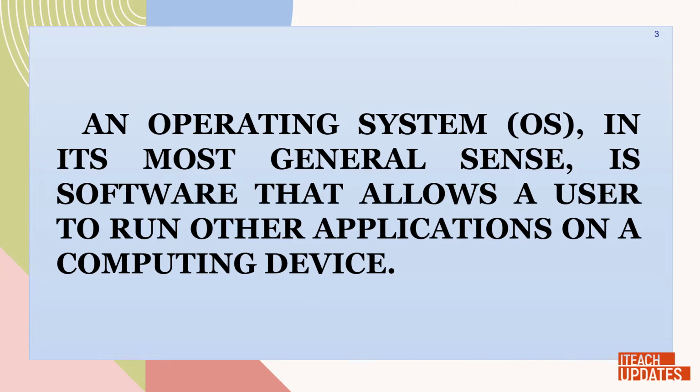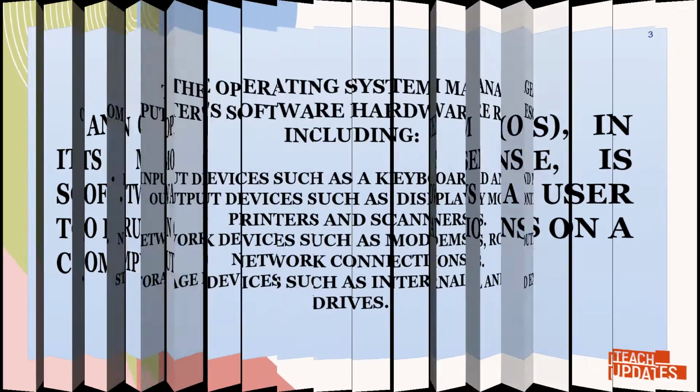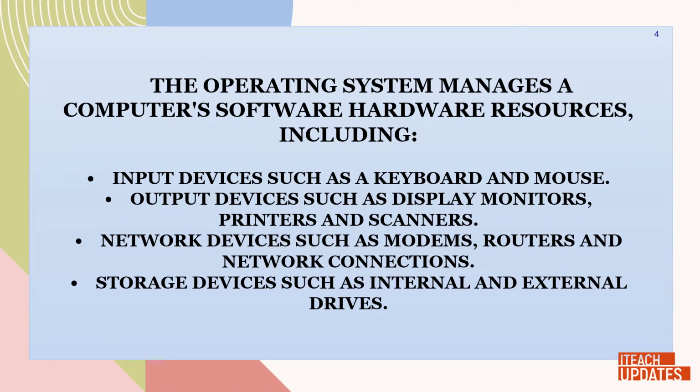An operating system, or OS, in its most general sense, is software that allows a user to run other applications on a computing device. The operating system manages a computer's software and hardware resources, including: 1. Input devices such as a keyboard and mouse. 2. Output devices such as display monitors, printers, and scanners. 3. Network devices such as modems, routers, and network connections. And last, storage devices such as internal and external drives.